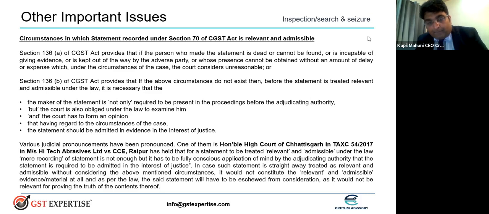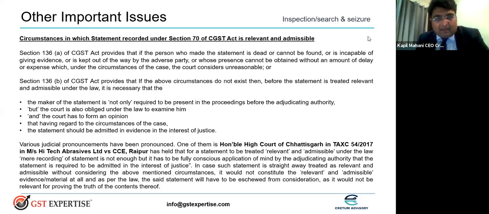So any summon statement issued in respect of any inquiry can be used for the purpose of proving any prosecution or any offense under this Act. So it is very important that the statement issued under section 70 can be used as evidence to prosecute anyone, but that can only be done when the conditions specified under section A and B, or A or B, are satisfied.